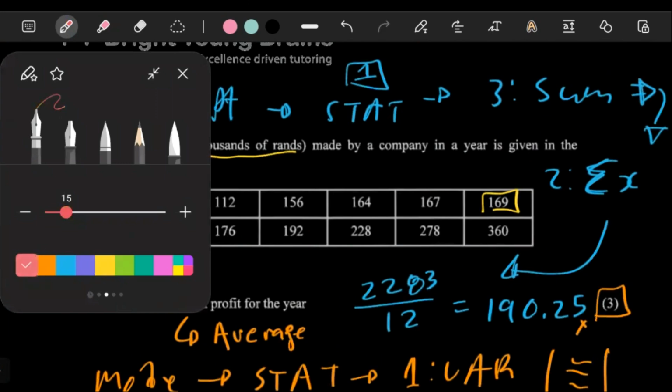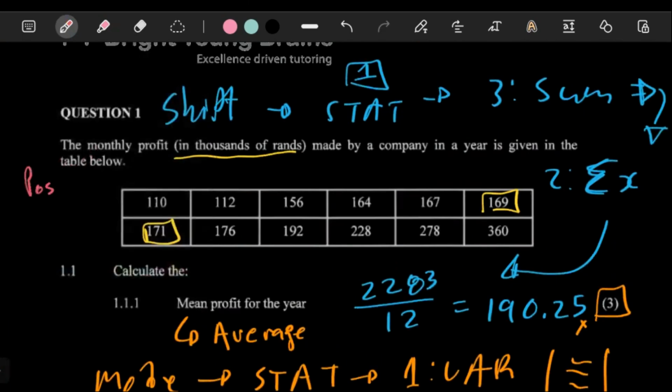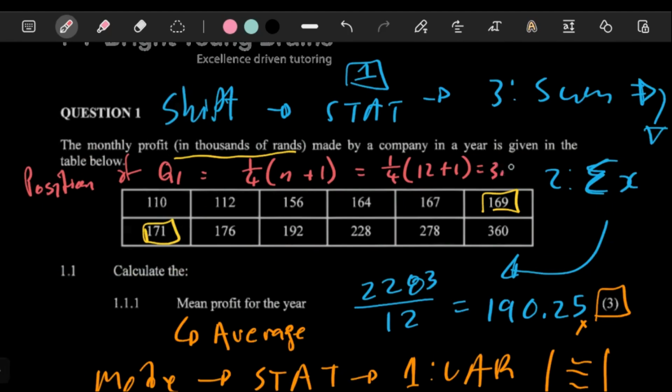So the position of Q1, you're always going to get it by saying 1/4 multiplied by n plus 1. So the position of Q1 here is going to be 1/4 multiplied by 13. So it's going to be in position 3 point something. It says 3.25.